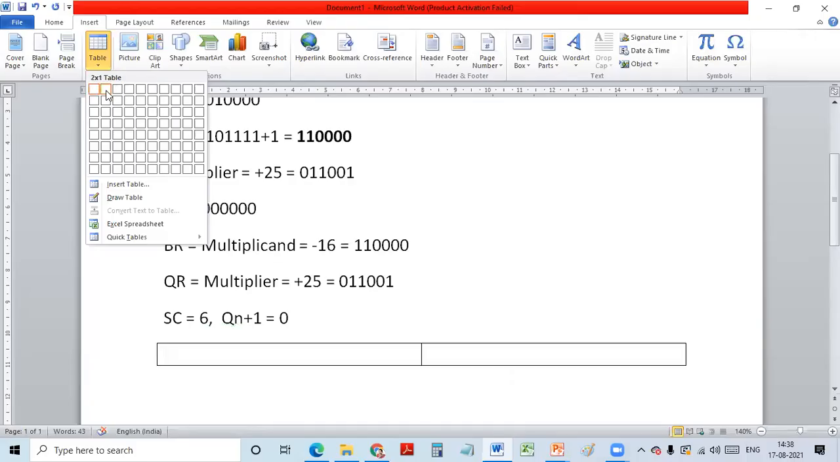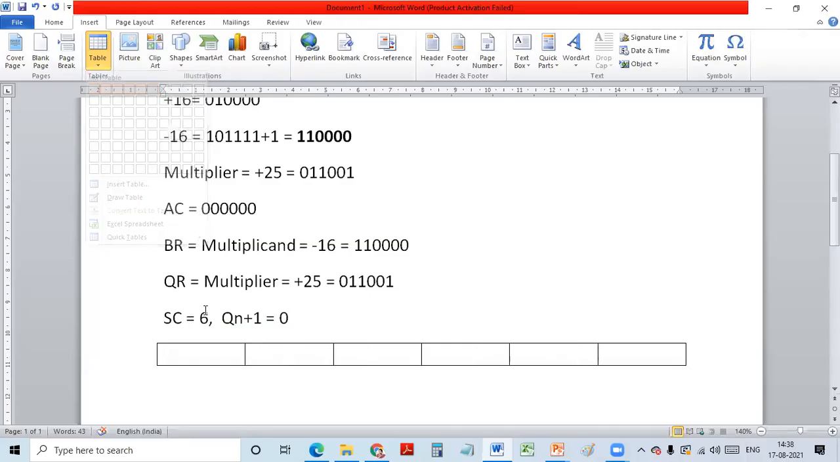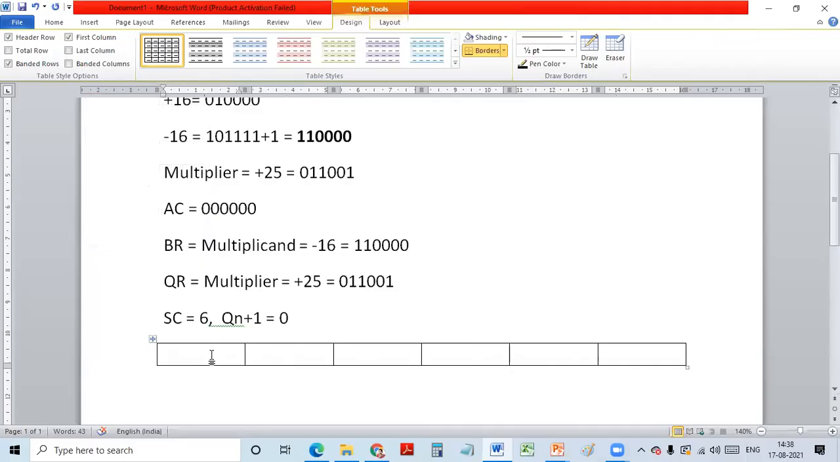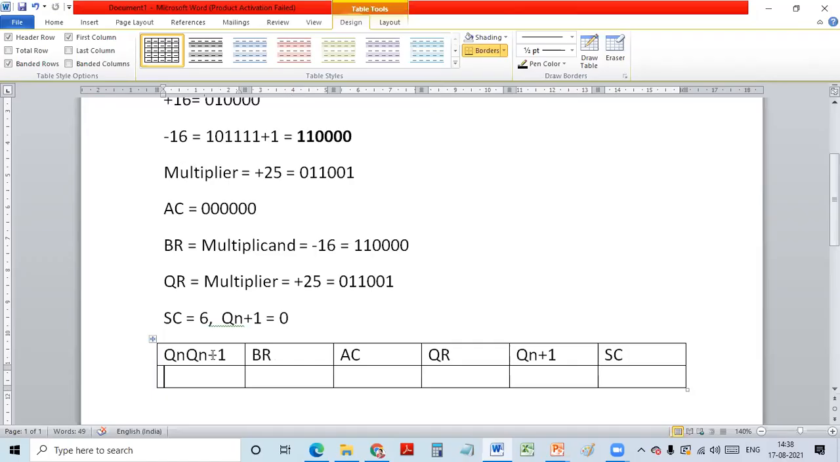After that, one for BR, the operation, whether it is addition or subtraction, and the accumulator followed by the QR register, followed by Qn plus 1 and the sequence counter. So we need to inspect the bits Qn and Qn plus 1, and I require a BR. After that, AC and QR, and then the least significant bit Qn plus 1, because whatever bit is shifted out of QR should be loaded in Qn plus 1, and finally the sequence counter. Now tell me the initial values.